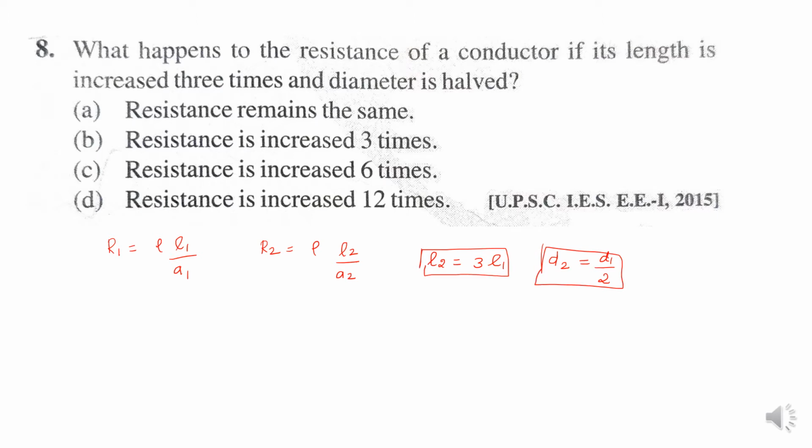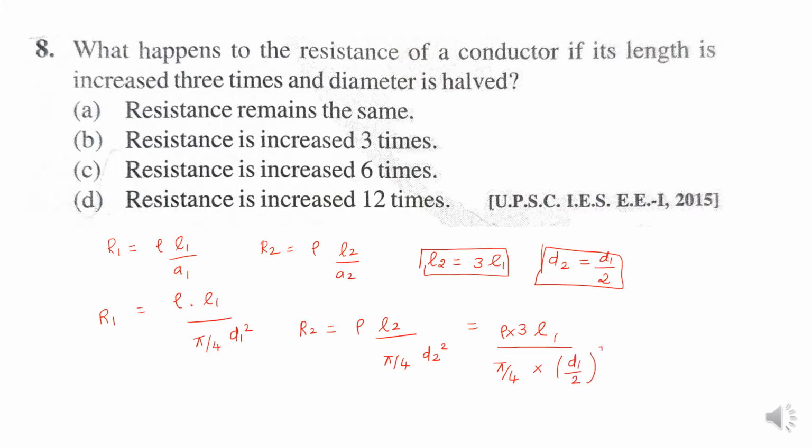Now expand this: rho into L1 by, what is A1? Pi by 4 into D1 square. That is R1. What's the new value? R2 equals rho into L2 by pi by 4 into D2 square. That is equal to what? Rho into, instead of L2, we put 3 into L1. And instead of D2 square, we put D1 by 2, the whole square. Now, what is the answer?